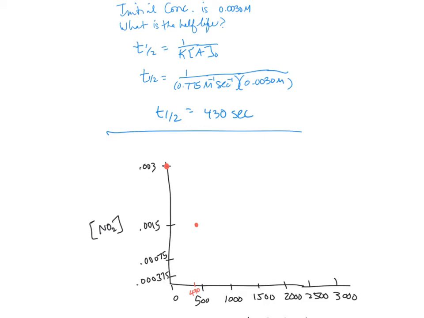If you put in 0.003, it'll be 2 over that, which is your new initial concentration. So when that happens, when you calculate T1 half, you get a doubling effect. So the second half-life is twice the value of the first half-life. So then we have this T1 half for the first half-life is 430.